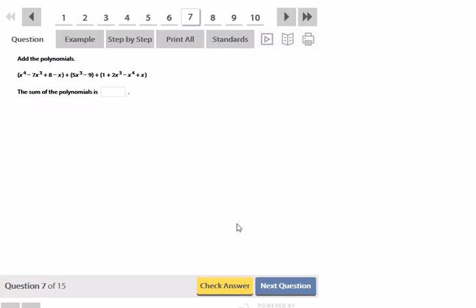These are some examples from the day 24 assignment. Here they want us to add the polynomials. These polynomials are inside of parentheses. There's 3 polynomials inside of a parentheses, and so those parentheses need to be removed.